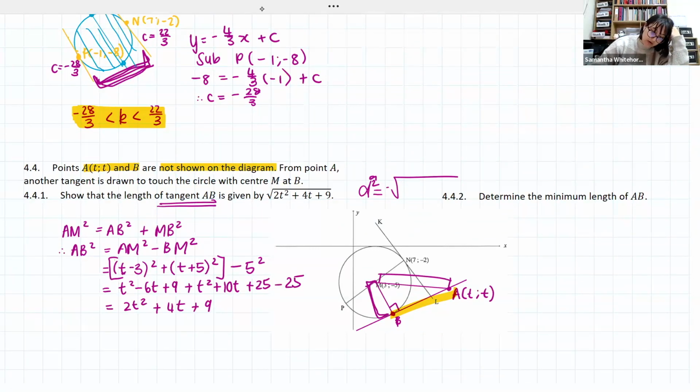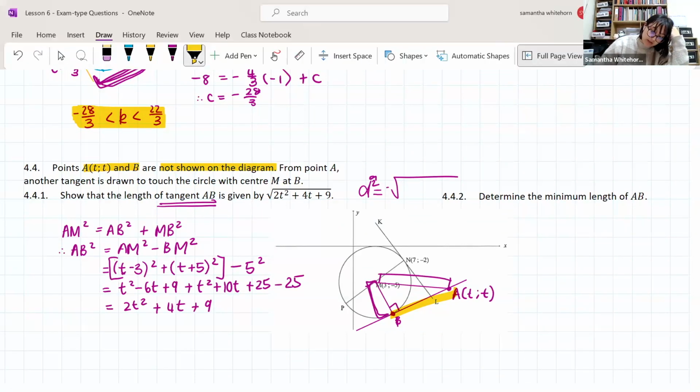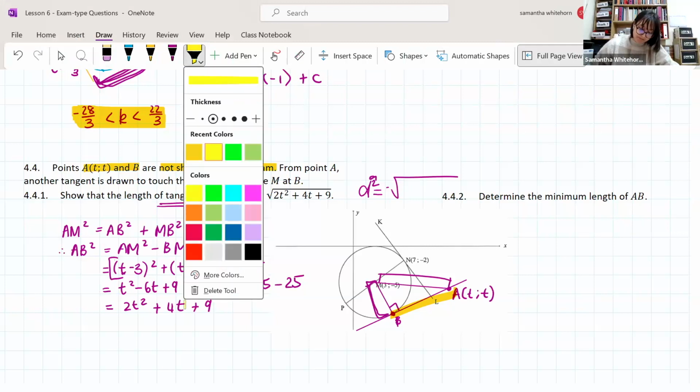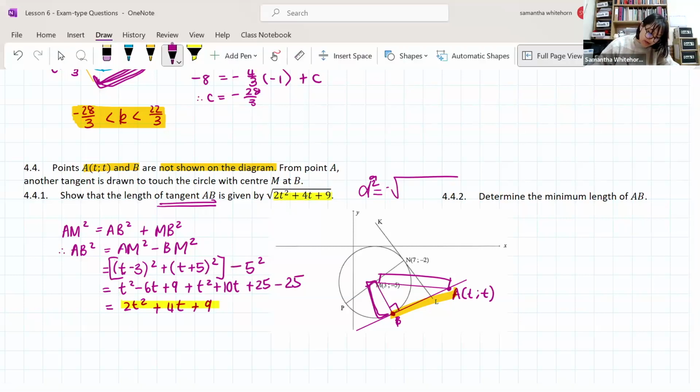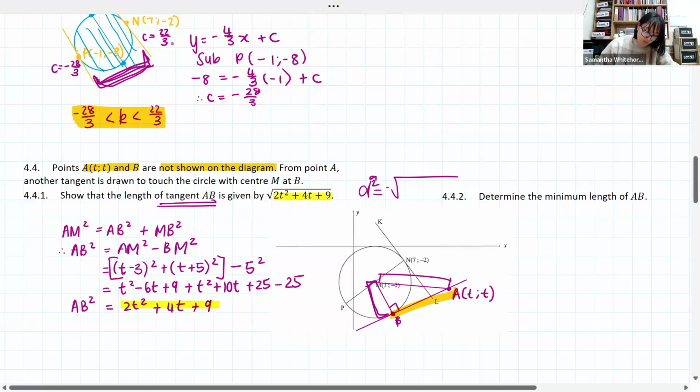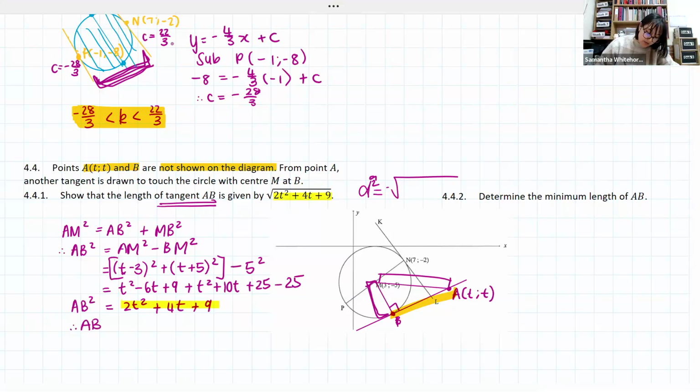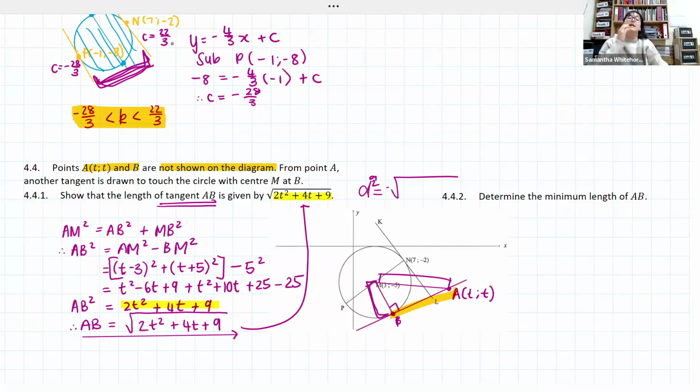Now, if you have a look, what we have just worked out here is exactly the same expression that is underneath my square root. And that's great because remember, this is AB squared. We just want AB, so I would have to square root both sides, which means that I get the square root of 2t squared plus 4t plus 9. And I'm able to show that that is in fact the length of AB.